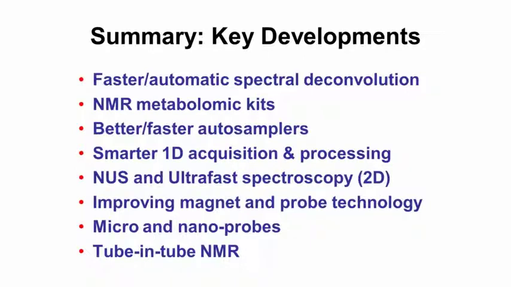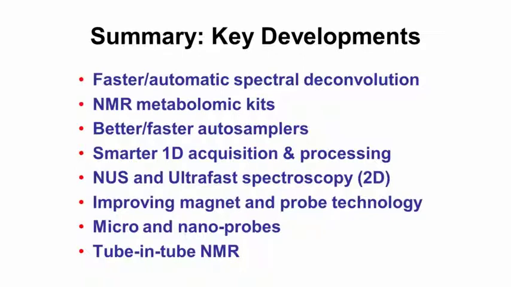Smarter 1D acquisition and processing. There are always little things you can do to make the acquisition and processing a lot faster. We've talked about non-uniform sampling methods, which reduce the amount of time to collect 2D and 3D spectra, and potentially even improve the signal to noise for 1D, 2D, and 3D spectra. We talked about ultra-fast spectroscopy, which uses this spatial encoding technique, a very elegant approach where you can get spectra in a matter of milliseconds and potentially heteronuclear spectra in a matter of a minute or less, so comparable to the best you can do in 1D spectra.